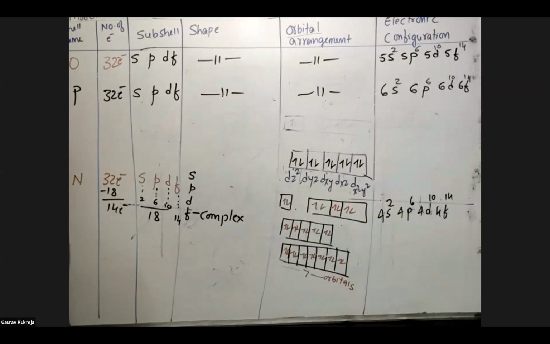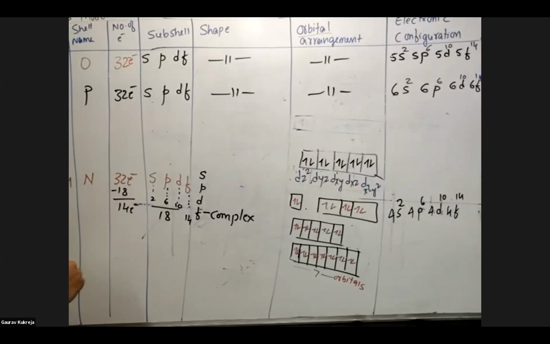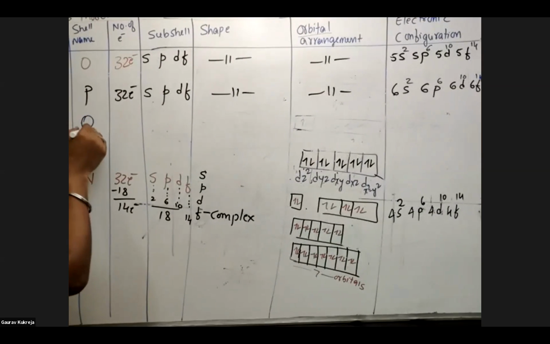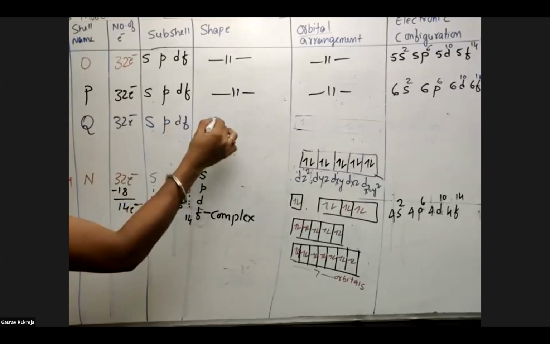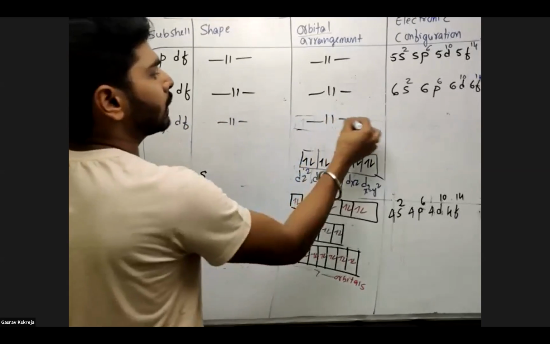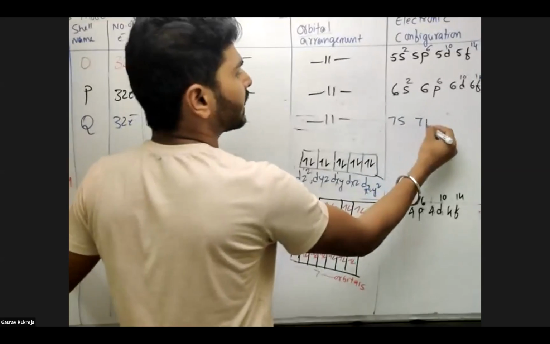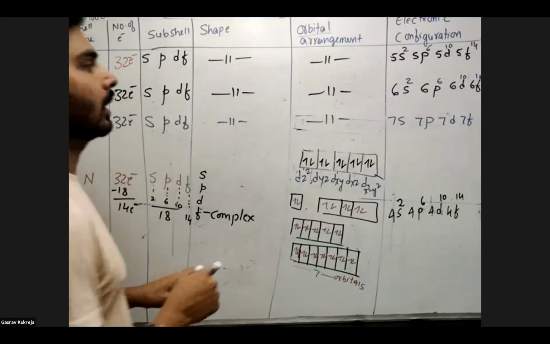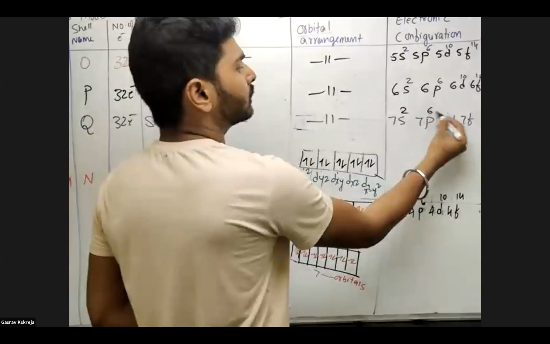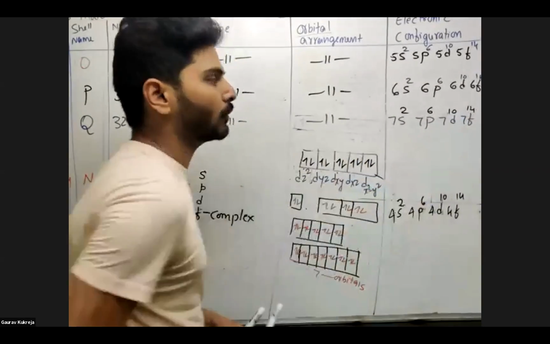We will do till n equal to 7. So Q, 32 electrons, s, p, d, f, shape same, orbital arrangement same. This will be 7s, 7p, 7d, and 7f. And the s, p, d, f will be maximum 2, 6, 10, and 14. This you have to remember.